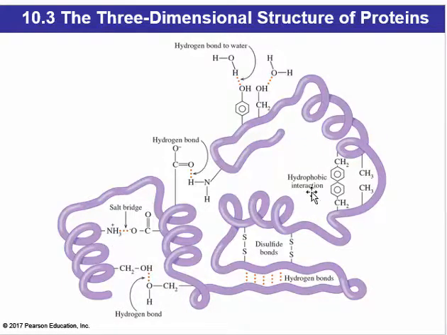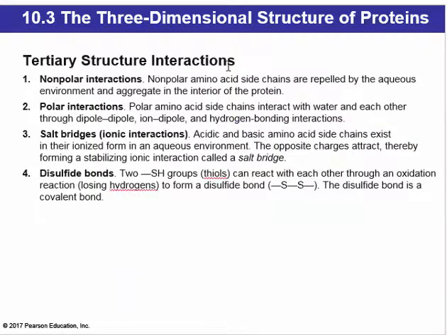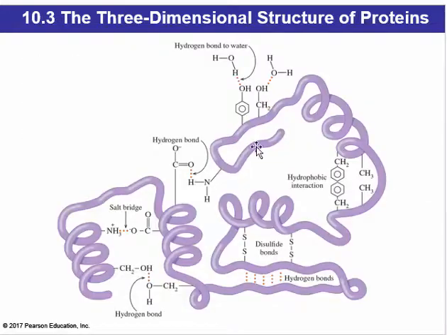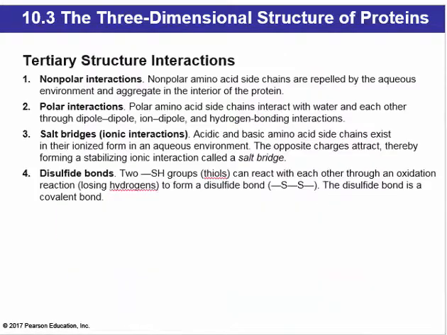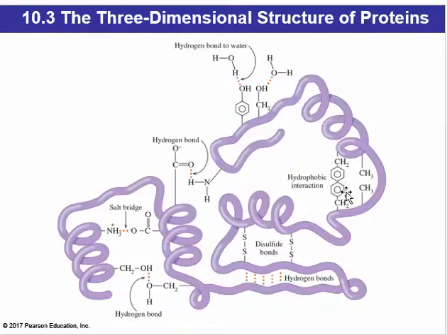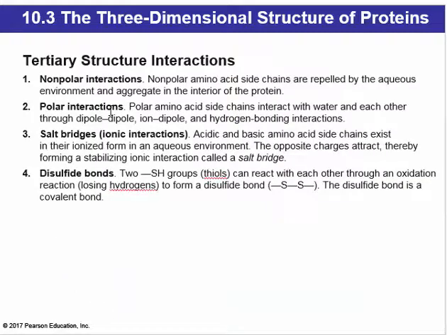On the interior, we have these hydrophobic interactions which occur between the nonpolar side chains. And we also have this disulfide bond here. So tertiary structure interactions are many. We have the nonpolar interactions that occur between the hydrophobic side chains. And as I said earlier, they tend to aggregate in the inside of a protein because they are repelled by the aqueous environment. Polar interactions, which occur through a variety of interactions known as dipole-dipole, ion-dipole, and hydrogen bonding.